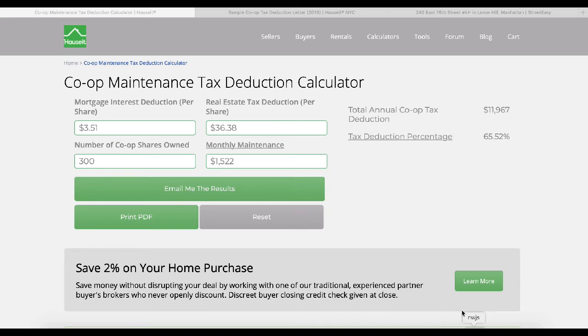Once you've completed the calculation, you can email the results to yourself if you'd like, or you can print and download a PDF.